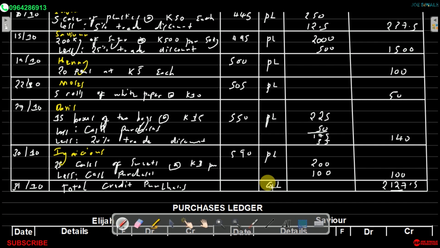Where you have questions, please ask. Let us look at the second part of question A. The second part reads: post the personal accounts in the purchases ledger.